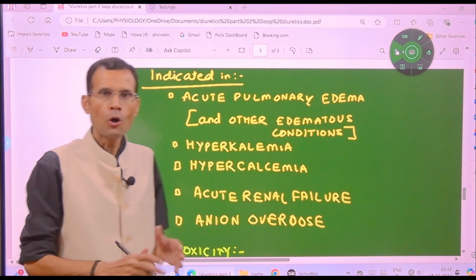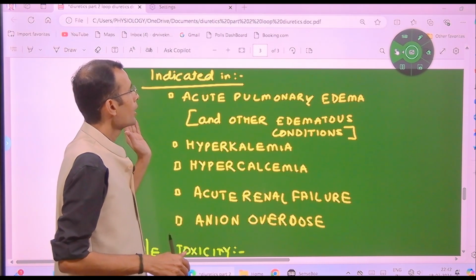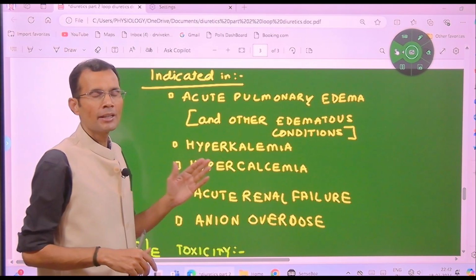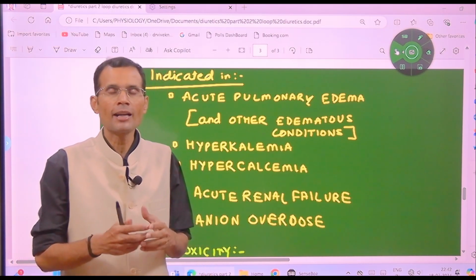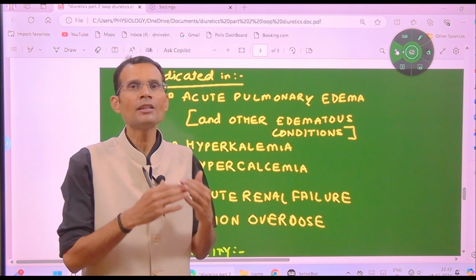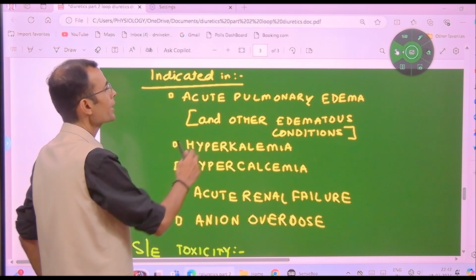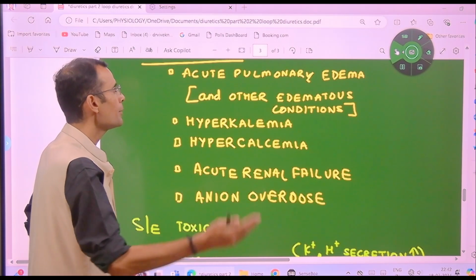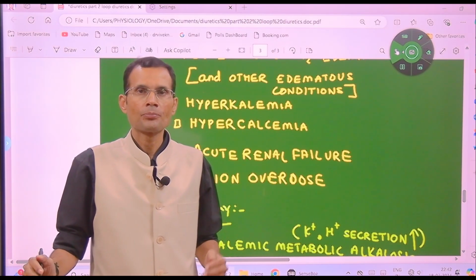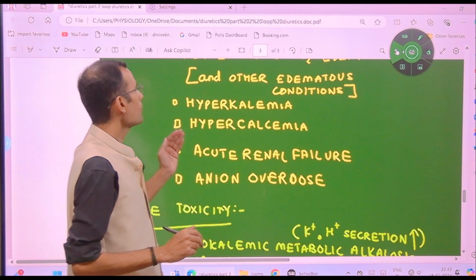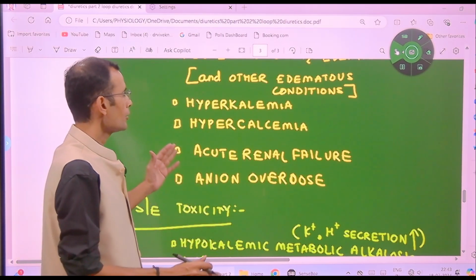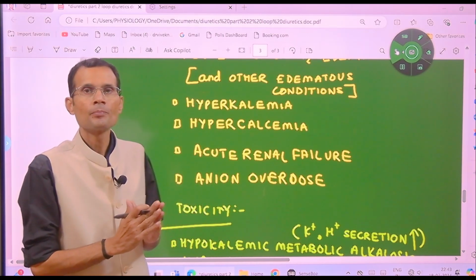Finally, with all this in mind, we will see in what conditions it is indicated, like acute pulmonary edema. Now obviously it is a diuretic, so it will be used in the conditions where fluid has been retained. So acute pulmonary edema and other edematous conditions. Hyperkalemia. Yes, hyperkalemia is one condition, because we need to discuss this in detail.